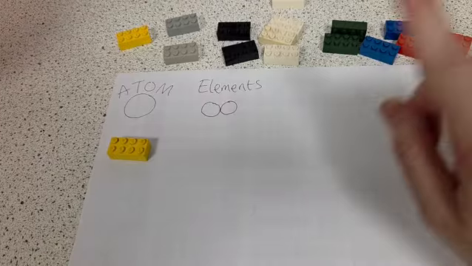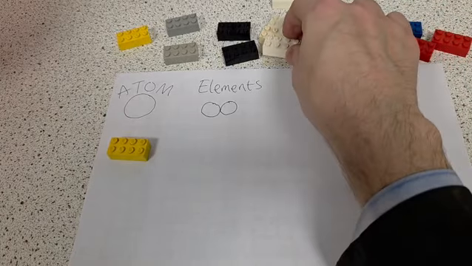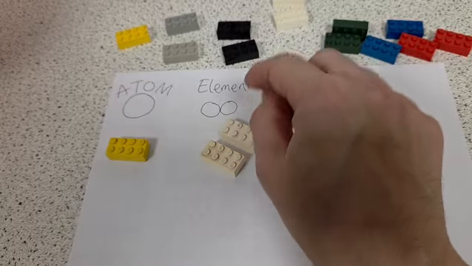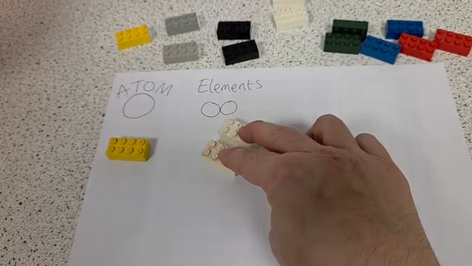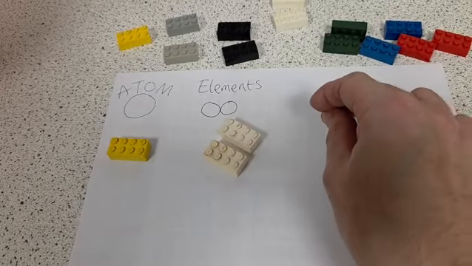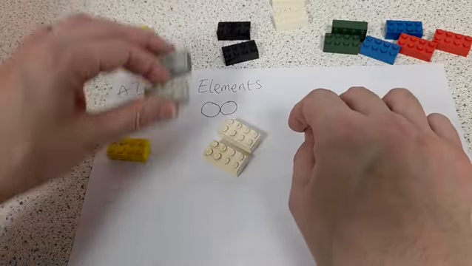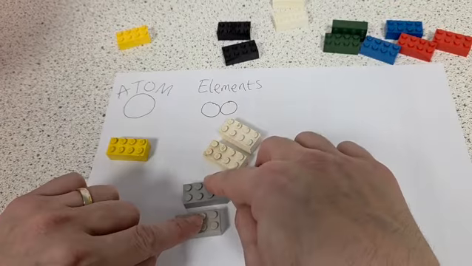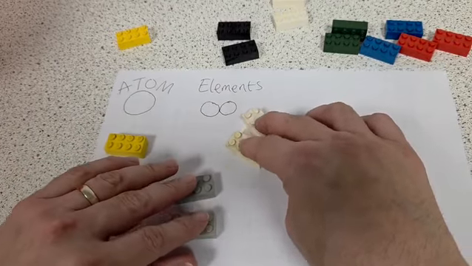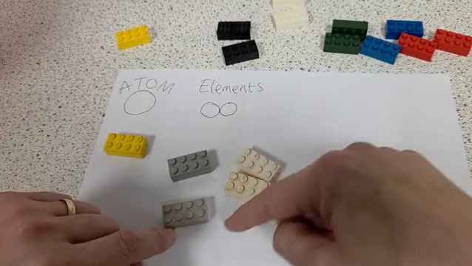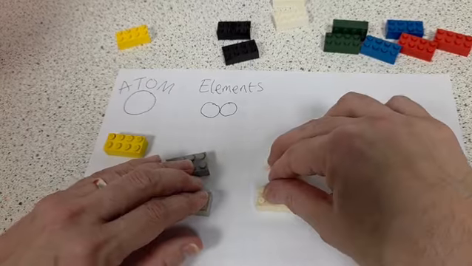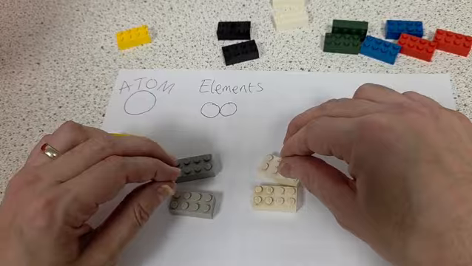Elements. Now, elements are atoms of a particular kind. For instance, I have two white blocks here. These would be one type of element. Here I have two grey blocks. These would be a different element to the white blocks. Individually, you can see I have 4 atoms, 1, 2, 3, 4, but I have 2 elements, white and grey.